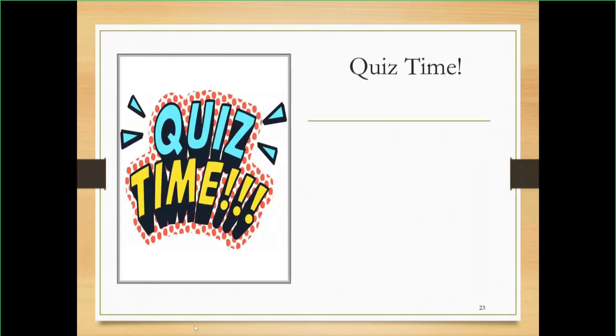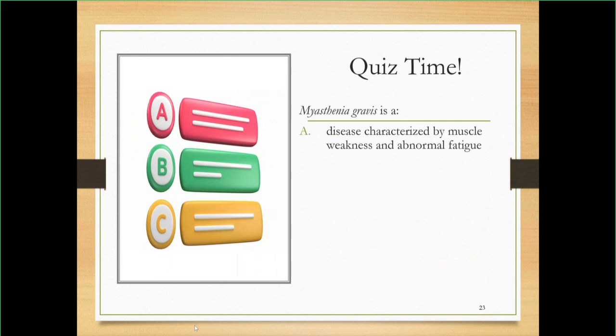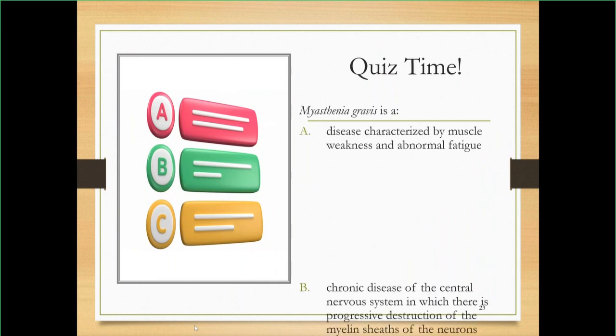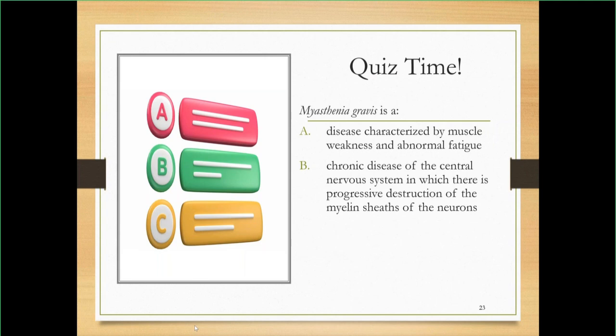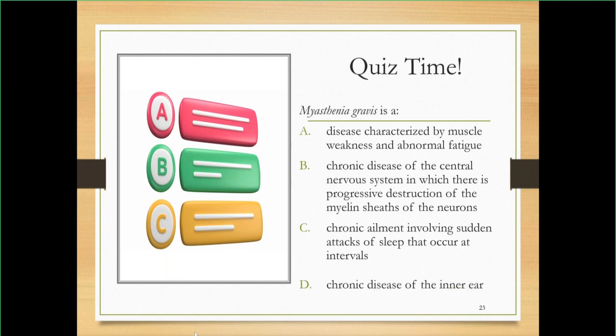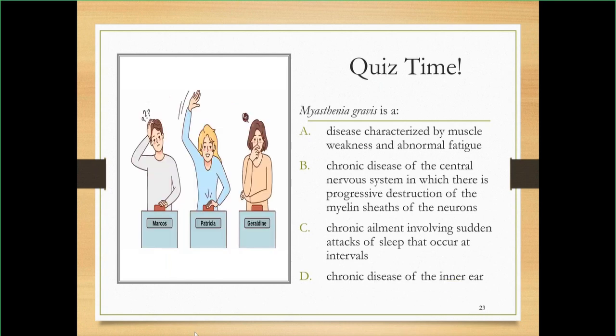Quiz time. Myasthenia gravis is: A. A disease characterized by muscle weakness and abnormal fatigue. B. Chronic disease of the central nervous system in which there is progressive destruction of the myelin sheaths of the neurons. C. Chronic ailment involving sudden attacks of sleep that occur at intervals. Or D. Chronic disease of the inner ear. Who knows the answer?